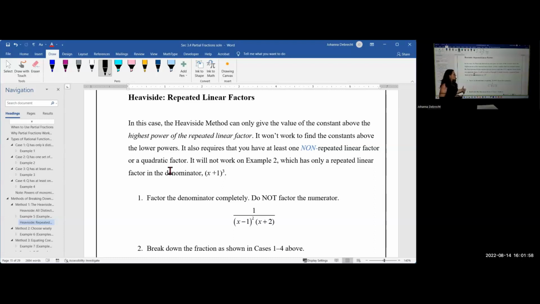So it won't work on example 2, which only had one repeated linear factor in the denominator. You've got to have more than just the one factor present. You've got to have multiples. So let's take a look at that. Looking at this one right here, we have 2 linear factors, x minus 1, which is repeated twice, and x plus 2, which is not repeated. So again, I've got a repeated factor, but I have another factor as well in the denominator. So I should be able to use the Heaviside method in order to find the numerator over the x minus 1 to the second power. I won't be able to find the one of x minus 1 to the first power.